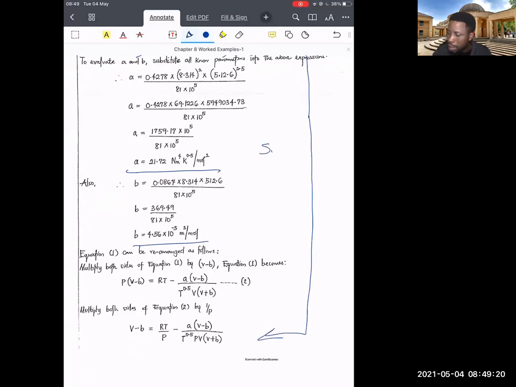So simplify, and also make V the subject of the formula. Make V the subject of the formula. So we do that. So we have that expression.